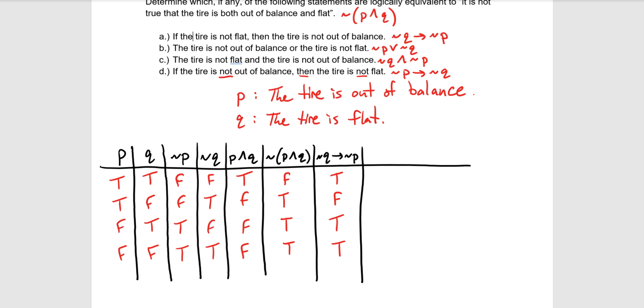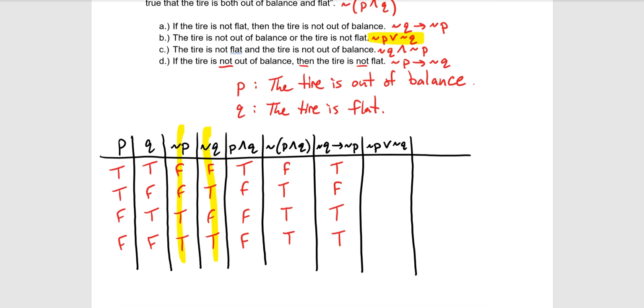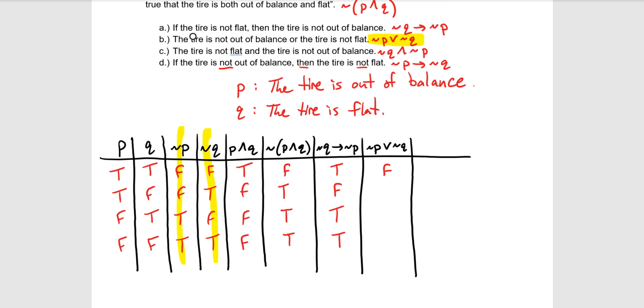Now let's look at B. B is not P or not Q. So taking a look at that, that's going to be, once again, these two columns right here, not P and not Q. Since it's a disjunction, it's going to be true when at least one of them is true. So that's going to be false, true, true, true.